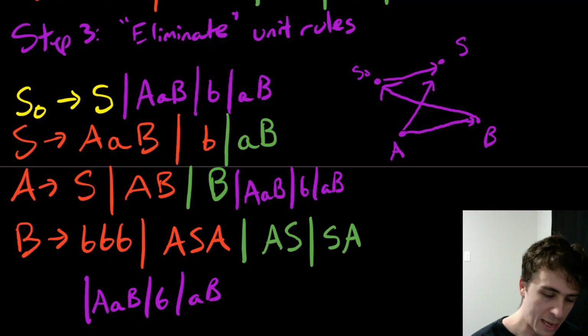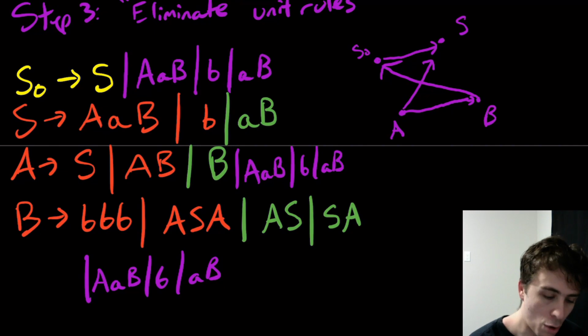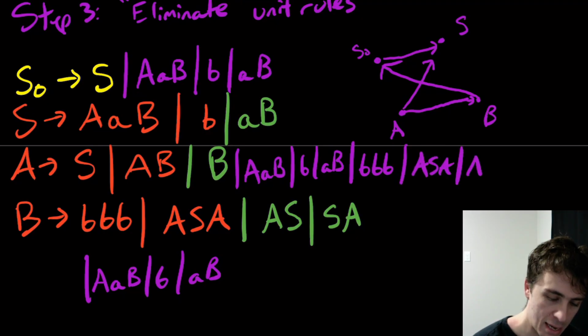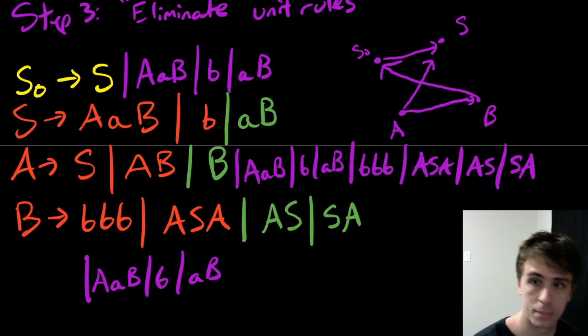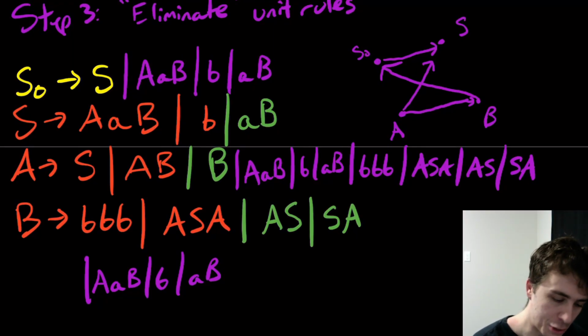Okay, that handles all of the unit rules, and actually one thing we forgot was the A to B rule. I forgot about that one. So we need to copy the rules of B up to where A is. That means we're going to have little b, little b, little b, ASA, AS, SA. There are quite a few rules here. All right, that's all we actually need to do here.